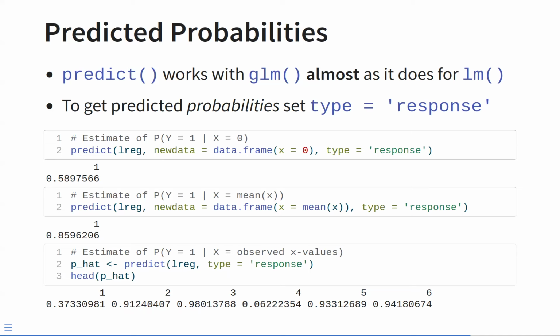Okay, so now we could try something else. We could specify instead the average value of x from the data set, and we would get a predicted probability of about 0.86. You can also get the predictions for all of the observed x values very easily. In this case, you simply don't specify newdata, and I'll show you the first few of those. I'm not going to show you all of them because they would run off the screen, so I'm just using the command head to show you the first few.